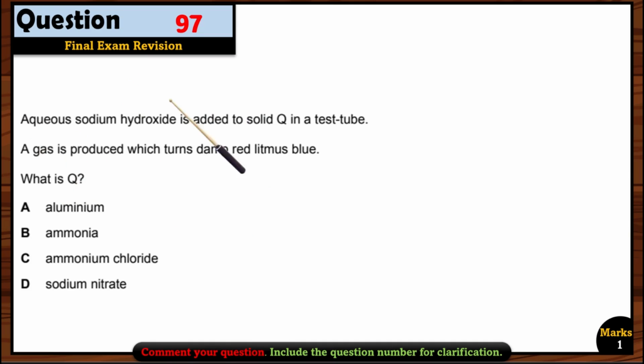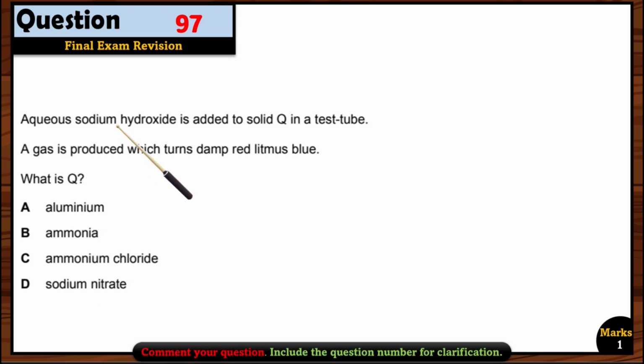Okay, let's see question 97. Aqueous sodium hydroxide is added to solid Q in a test tube. A gas is produced which turns damp red litmus blue. What is Q? Okay, so we have to check that the gas produced should be alkaline in nature. If we look over here, we have aluminium, ammonia, ammonium chloride, and sodium nitrate.